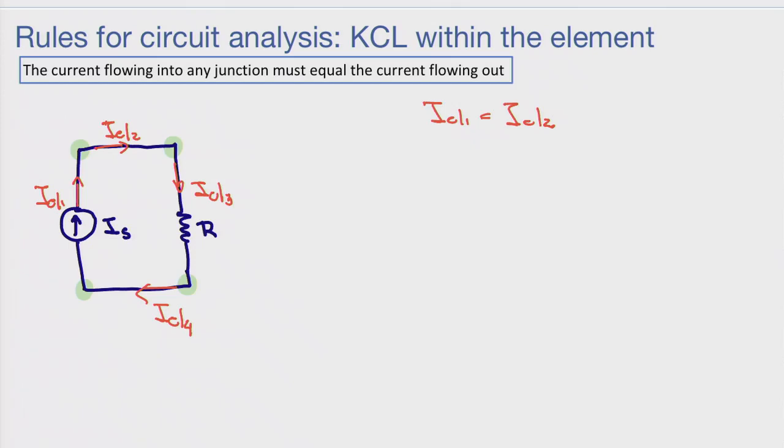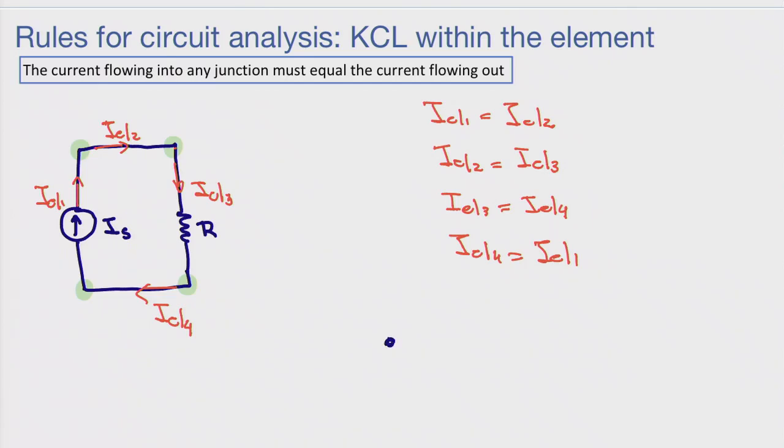Then, applying it to the other junction, we have coming in I element 2, going out I element 3. Applying it to the next junction, we have going in I element 3, going out I element 4. And then finally, we have I element 4 going in, which is going to be equal to I element 1, which is going out. Right? Simple, simple stuff.